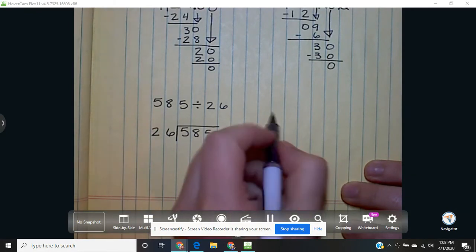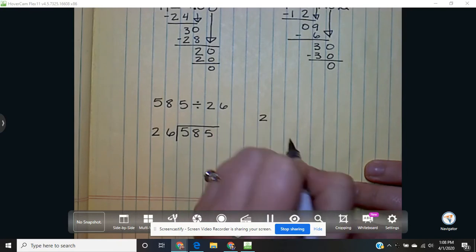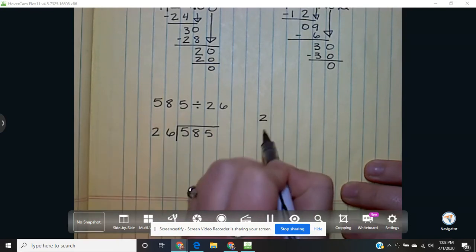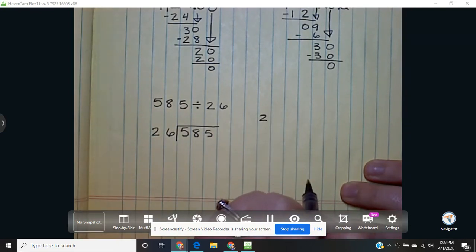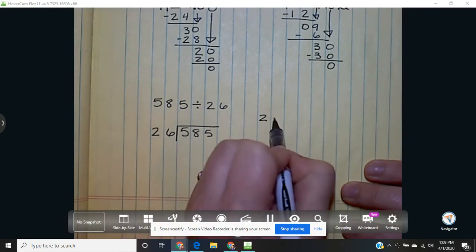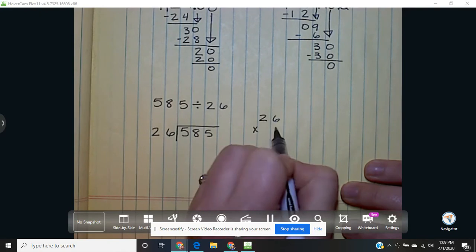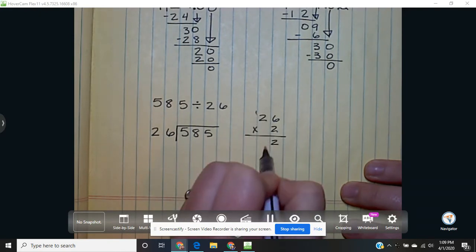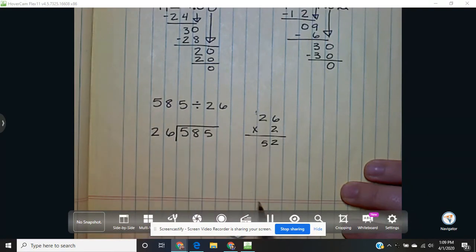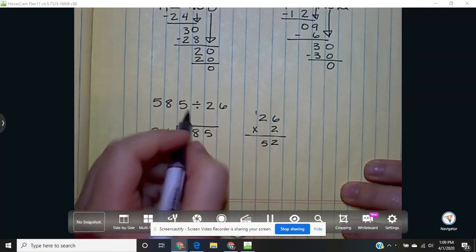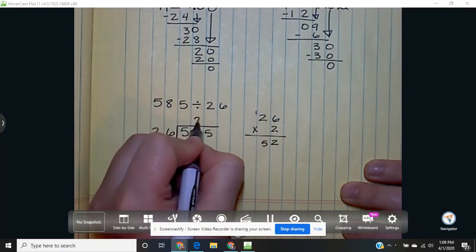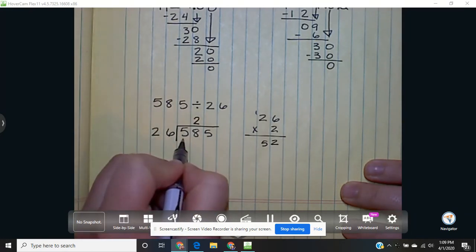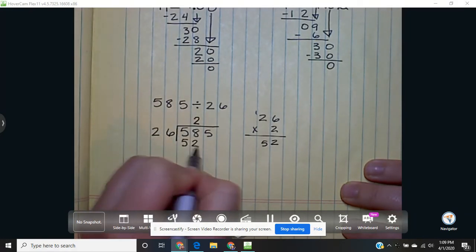I'm going to have to show my work off to the side to make sure that I am doing this correctly. So I'm going to start by guessing 2 because I know that 26 is close to 25, and 25 times 2 is 50, which is close to 58. So I just want to make sure I'm doing my math right. 6 times 2 is 12, carry the 1, and 52 is less than 58. So I have 2 groups of 26, which equals 52.